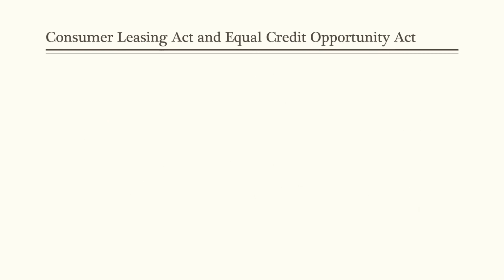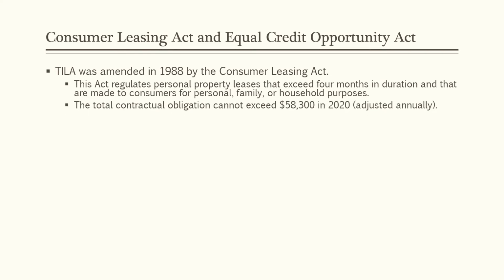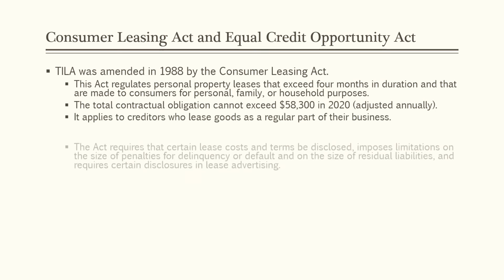Next, we will discuss 2 additional consumer protection statutes, the Consumer Leasing Act and the Equal Credit Opportunity Act. TILA was amended in 1988 by the Consumer Leasing Act. This act regulates personal property leases that exceed 4 months in duration and that are made to consumers for personal, family, or household purposes. The total contractual obligation cannot exceed $58,300 in 2020, which is adjusted annually by the CFPB. It applies to creditors who lease goods as a regular part of their business.